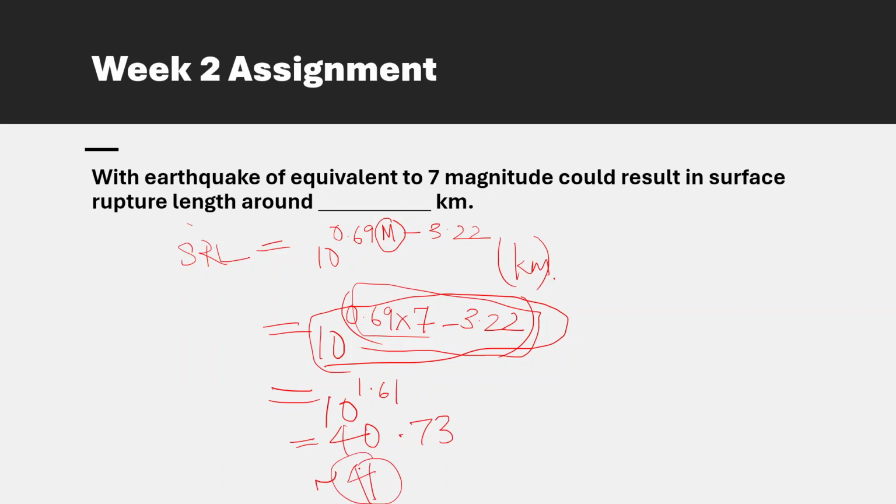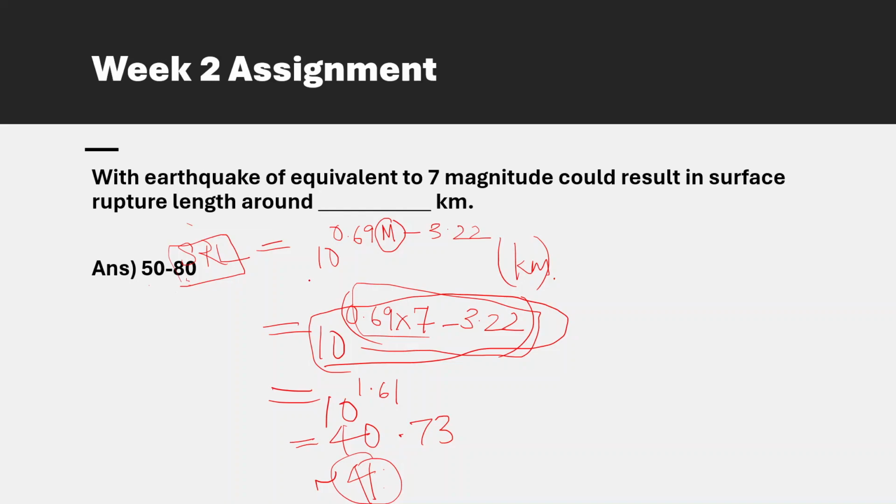So this is the answer that I was getting from this, and the closest one to the options given to you was 50 to 80. I know it's very far from this range, but this is how you calculate the surface rupture length. It is one of the formulas that you use to calculate the surface rupture length.